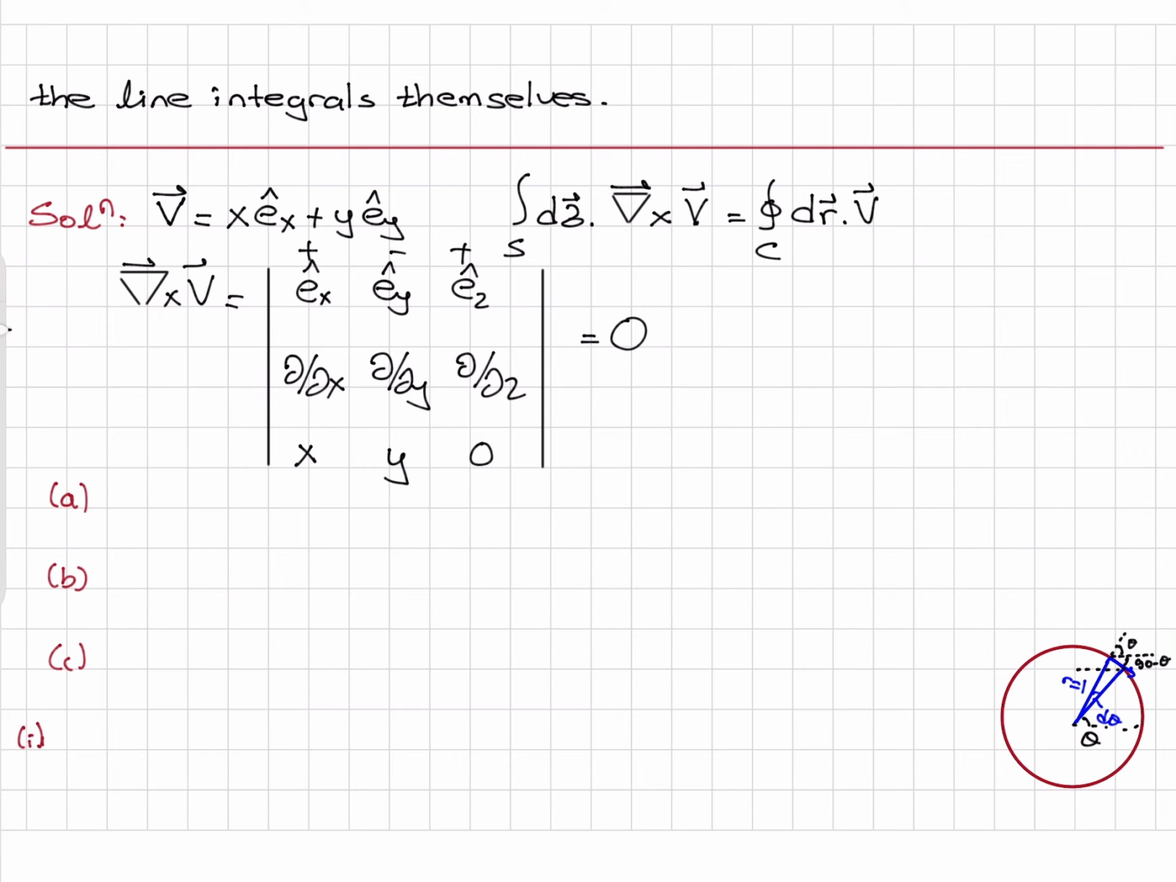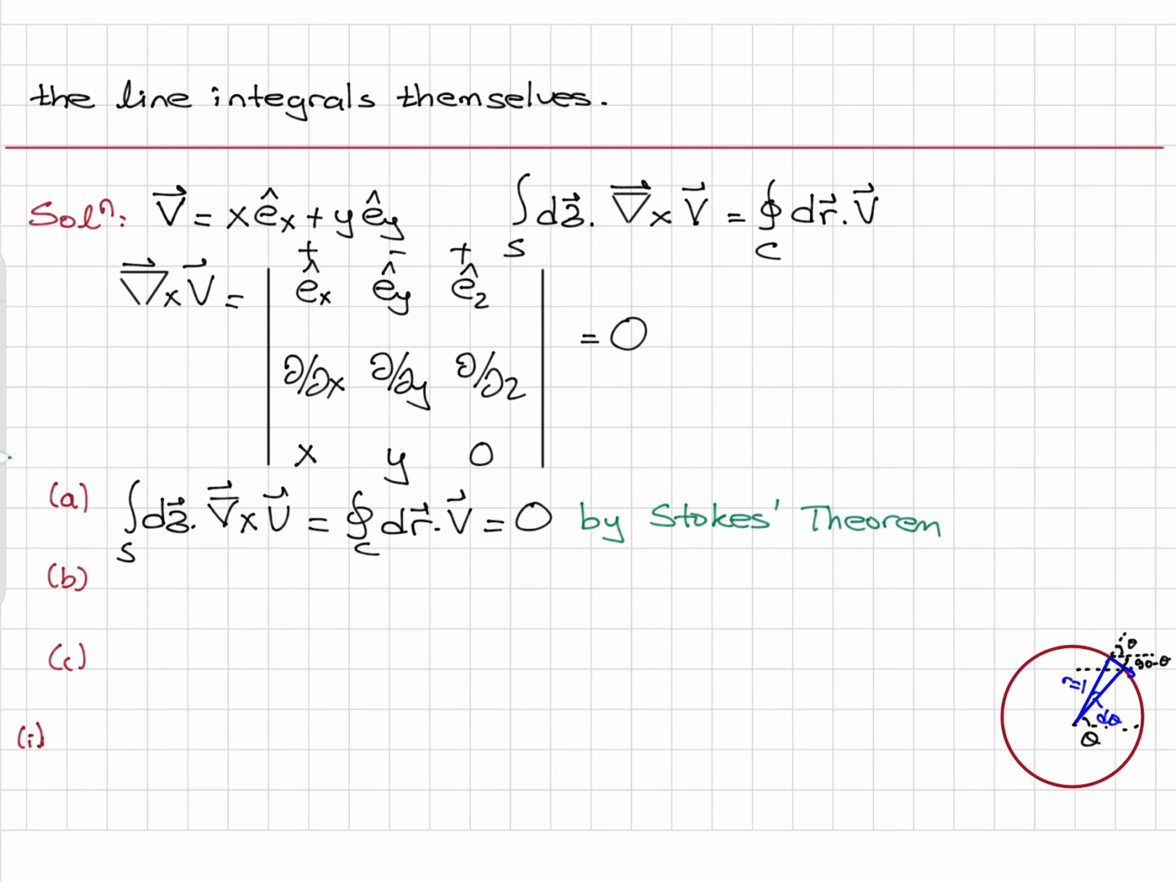All right, so Stokes' theorem tells me that the surface integral d sigma dot curl V is the contour integral over C of dr dot V. Now the given contour is a closed contour, therefore this is 0 by Stokes' theorem. This is our conclusion. In part B, we have another closed path that is also 0 for the same reason.